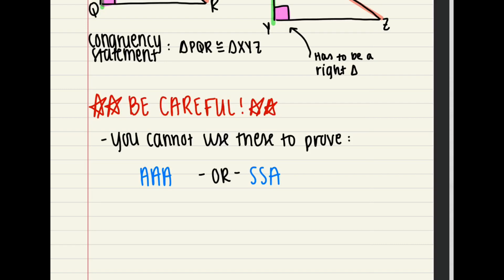You do need to be careful though. There are 2 that you cannot use to prove that triangles are congruent. The first one is angle, angle, angle. Just because all the angles are congruent does not mean that the triangles are. Their sides can be different lengths, but angles the same.